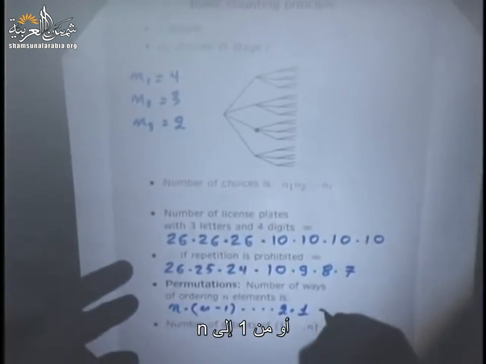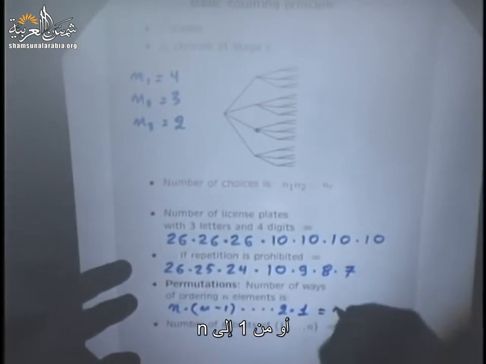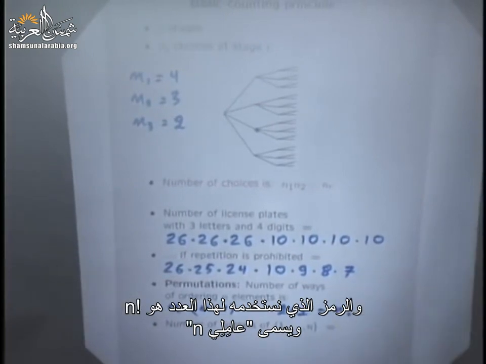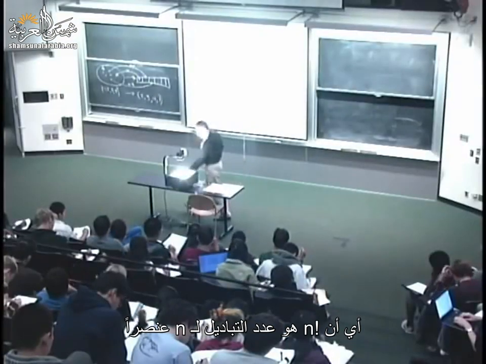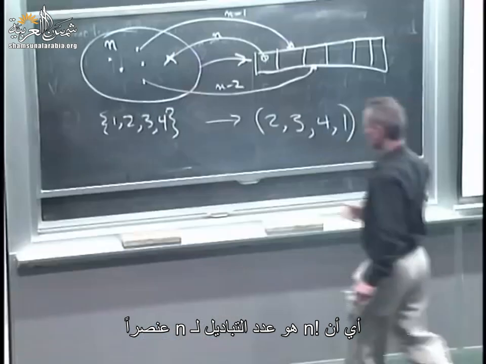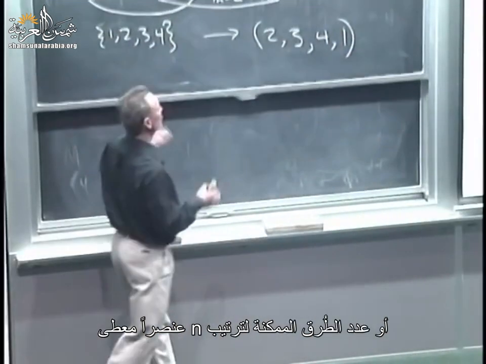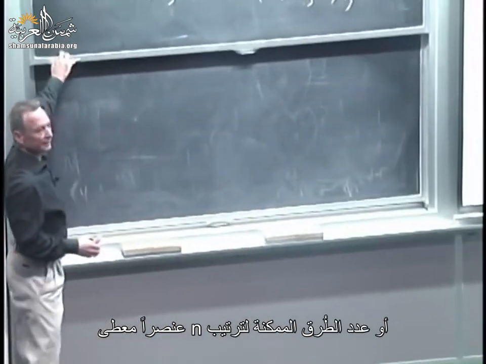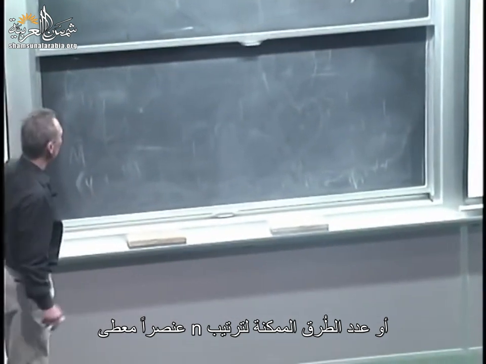So basically, the number of possible permutations is the product of all integers from n down to 1, or from 1 up to n. And there's a symbol that we use for this number. It's called n factorial. So n factorial is the number of permutations of n objects, the number of ways that you can order n objects that are given to you.